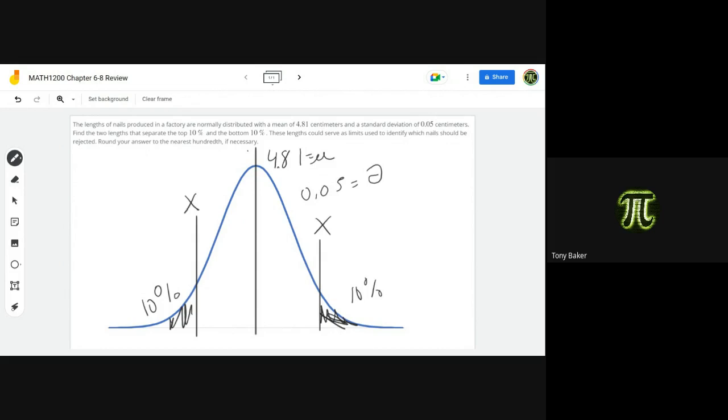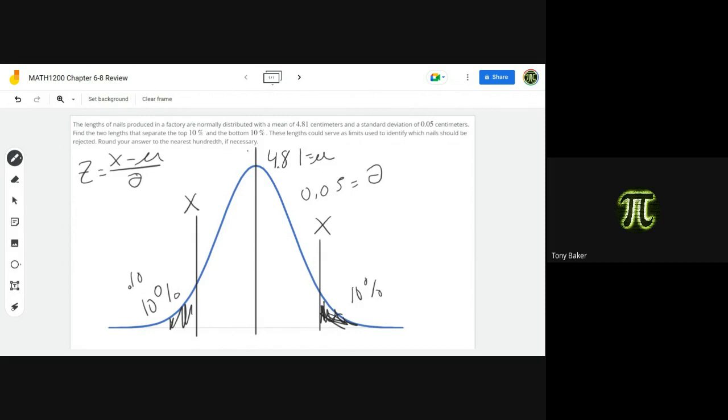So to find my x, we need to find the z, and then we can use that formula. In essence, we're going to use this formula here, except I need to find my x. So we're going to have to find the z first. To find my z, I'm going to use the 0.10 as my percent on my z table. So find me 0.10.